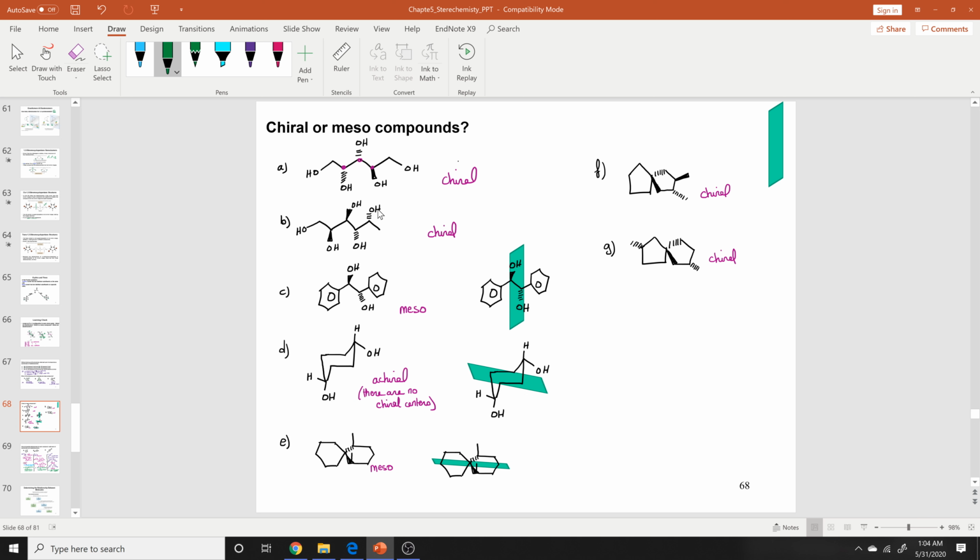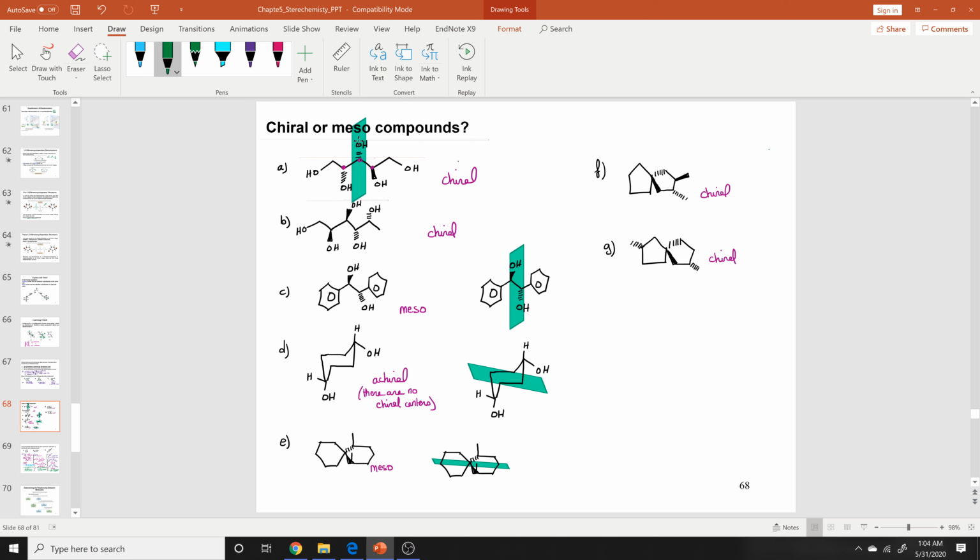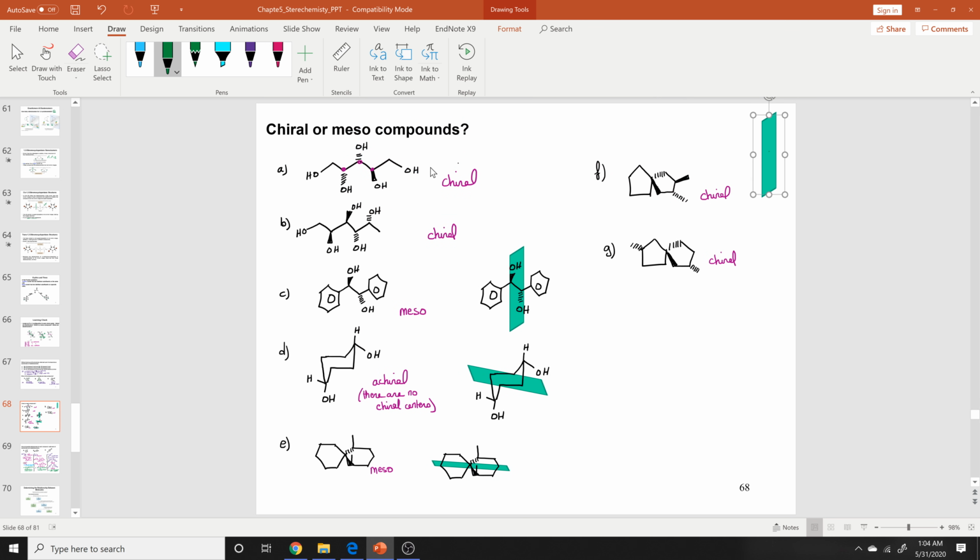All you need to do is figure out if you can draw a plane of symmetry. Let's take this one over here. If I take this plane of symmetry and set it over here, I'm still going to have the OHs in opposite planes, so that is not going to be a plane of symmetry cutting the molecule into two equal parts, or two parts that are basically the same. So this is not going to be a meso compound, it's going to be a chiral compound, and that chiral compound has 1, 2, and 3 chiral centers.